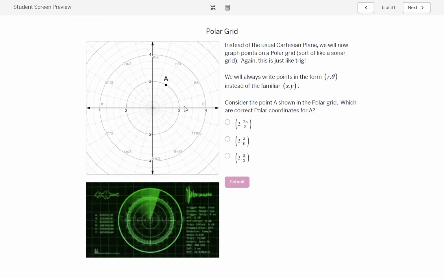Now, when we think about graphing these points, instead of our normal x, y grid, we have this spider web grid, or one that looks very similar to a sonar or a weather radar. Our 0 degrees or 0 radians is still the positive x-axis. And then we can see the grid here has circles. The circles are radius rings that are measuring the distance from the pole.